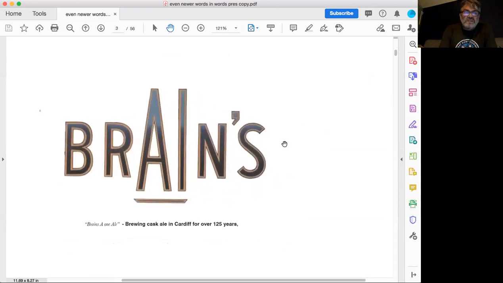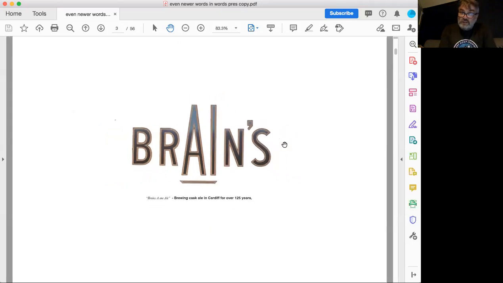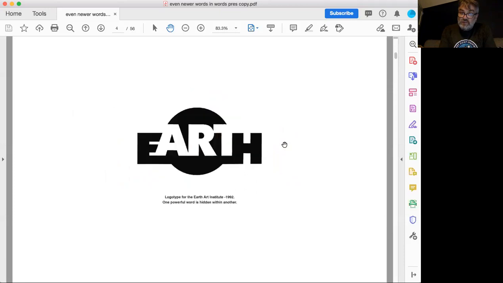The second one to show you is Brains, A1 Ale. Brains are a very old brand, cask brewing in Cardiff for 125 years. And what the designers have done here is very old. It's one of the first examples, probably. This is taken from, I think, Alan Fletcher's The Art of Looking Sideways. But A1 means something that's tip-top, really good. I think it's a shipping thing, actually. But A1, so very good. So the designers have spotted that and enhanced that. For Brains, A1A, or AOK. So I think that's one of the first examples of that, over 125 years ago.